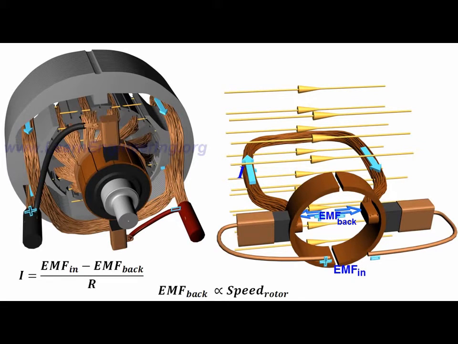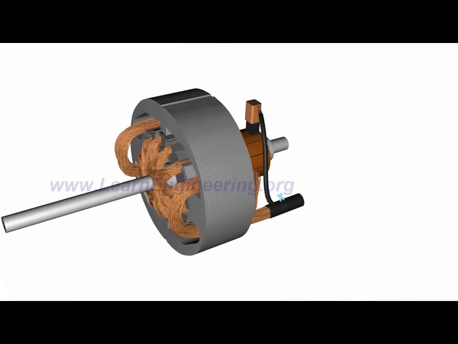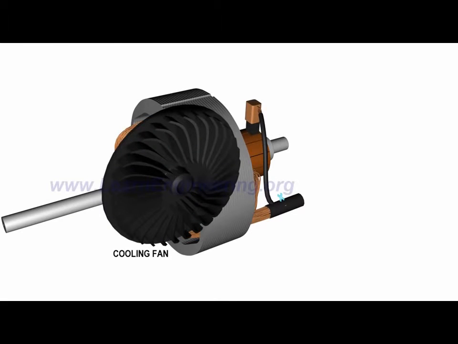At the starting of the motor, back EMF is too low, thus the armature current becomes too high, leading to the burnout of the rotor. Thus, a proper starting mechanism that controls the applied input voltage is necessary in large DC motors.